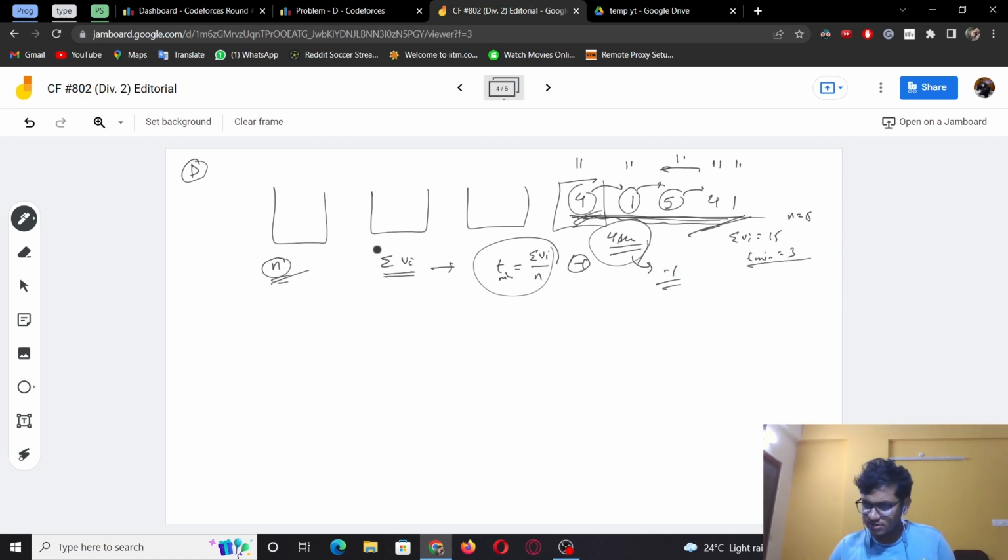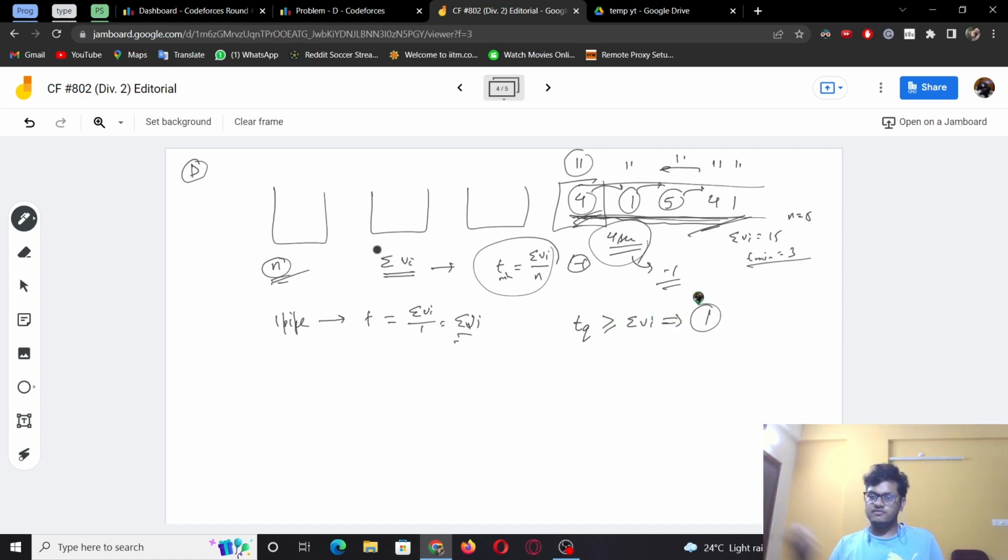Now another thing we can notice is the worst case scenario, in which we have only one pipe open. In that case it would take a total of sigma vi by 1, which is sigma vi amount of time. And in this sigma vi we can ensure that all the locks are filled. So if the given time is tq, and if tq is greater than or equal to sigma vi, then we can definitely say that the answer is 1, because 1 is the smallest number of pipes that you can open, and that's the minimum answer.